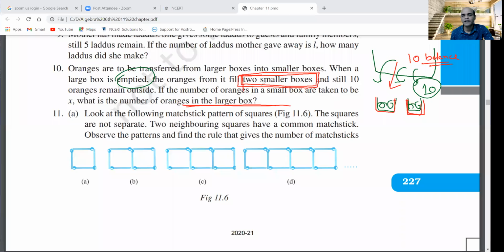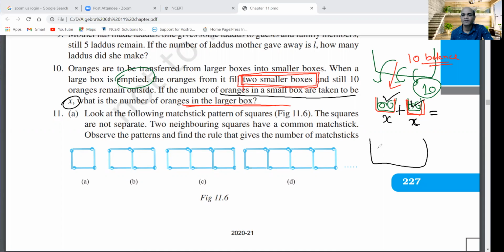एक छोटा सा रूल दिया गया. The oranges in a small box are taken to be X. क्या बोला ये? Small box में जितना orange है उसको X ले लो. Now can you tell me what's the rule? कितना बॉक्स है यार यहाँ पर? छोटा बॉक्स कितना है? How many small boxes are there? 2. So here it is X, here it is X. So how many are there here in boxes? If you add this and this, how much will you get?